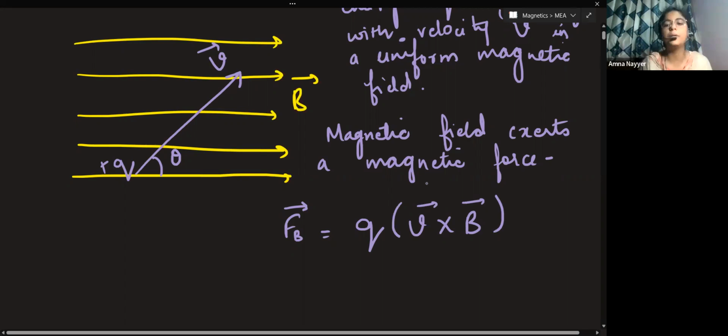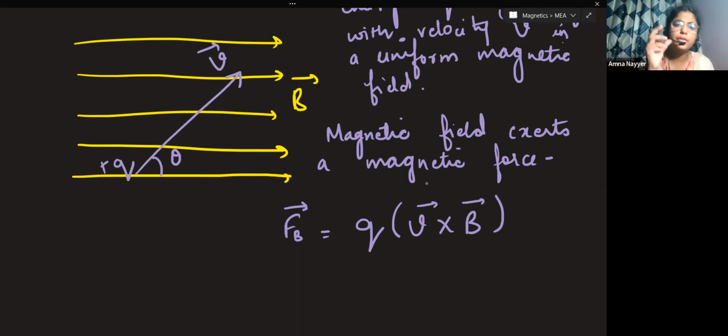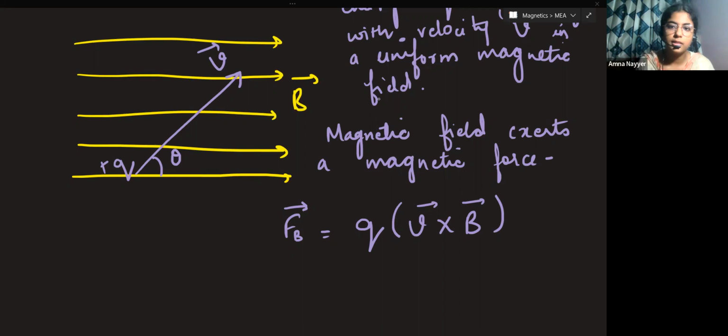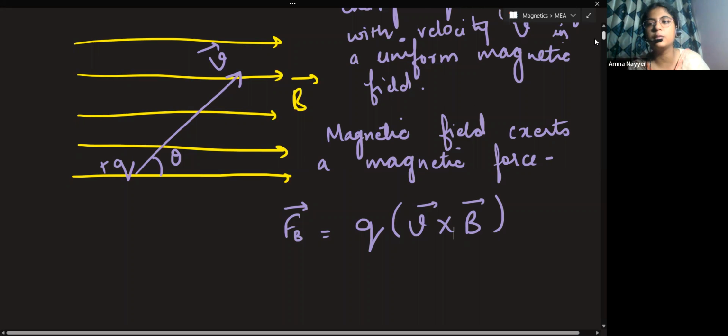And how do we open this? V cross B is there, and theta is also mentioned. So which trigonometric function should come, sine or cosine? How to open this? Basic cross product. Yes, sine theta.